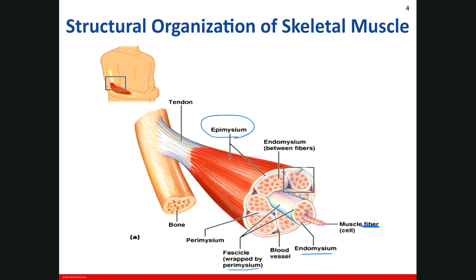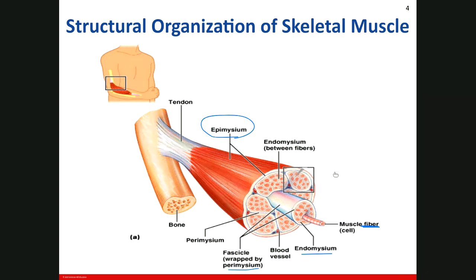And all of these, endomysium, perimysium, and epimysium, continue to the end of the muscle, as you see here. All of them together make the tendon. The tendon is a dense regular connective tissue which comes from endomysium, perimysium, and epimysium, and it makes the connection of our muscle to the bone. So this is the structural organization which we have for our muscle fibers.